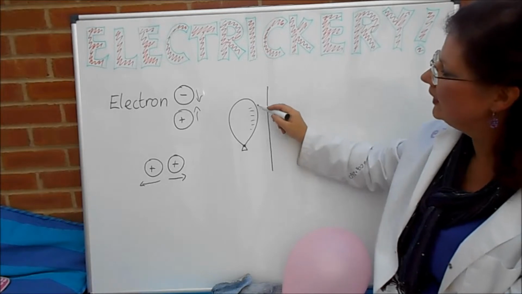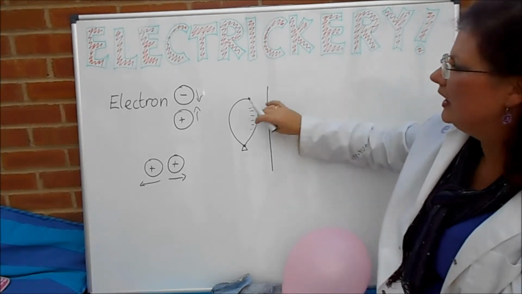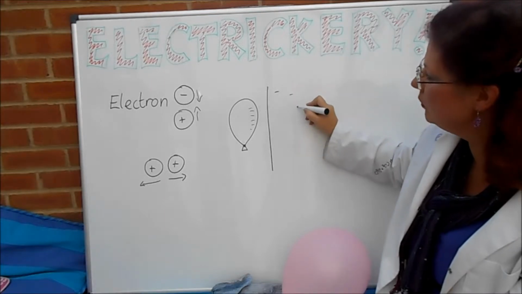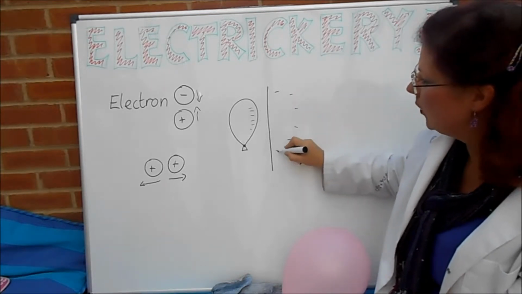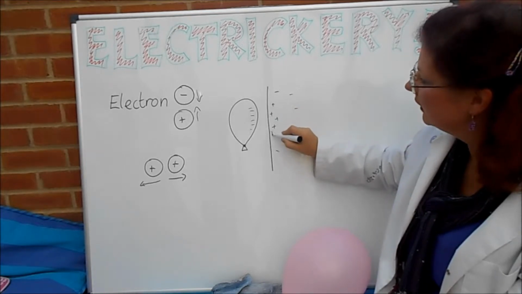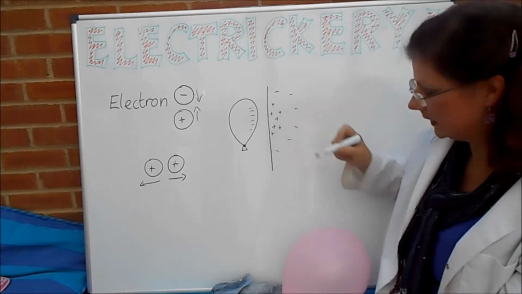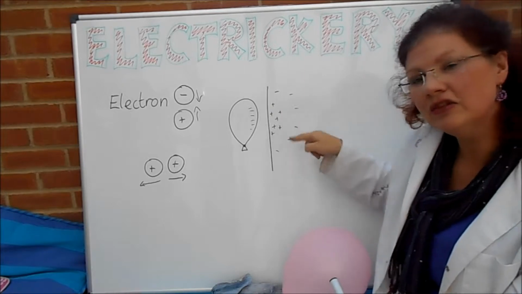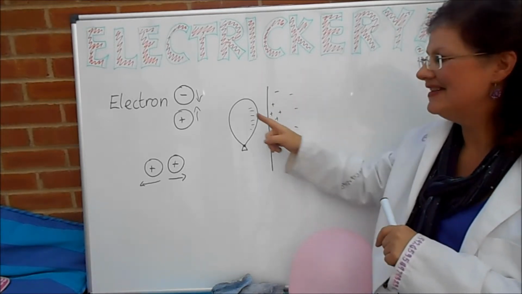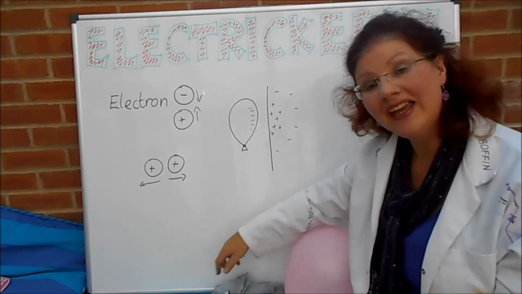So what happens is the negative charges in the balloon try to repel the negative charges in the wall, so they all move away. And what's left is the positive. So what you end up with is an area of positive near the balloon. And of course, negative and positive attract.